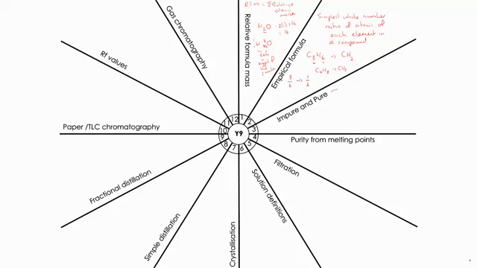Right, so pure means only one type of chemical. So it could be just one element, or it could just be one compound. And impure means a mixture of more than one element or compound.